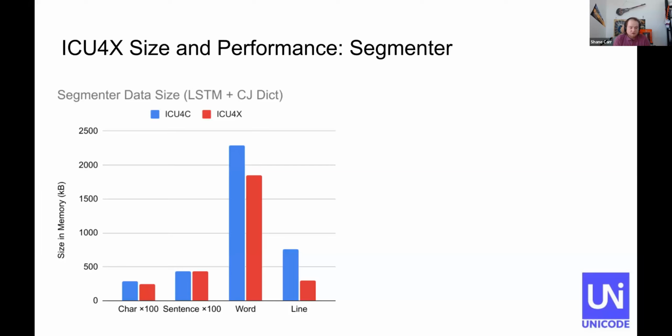The grapheme cluster and sentence models, which are the first two columns, I had to multiply by 100 in order to make them visible on this graph. So they're all very small. They're just a few kilobytes apiece. But the word and line models are much heavier, and ICU4X improves on them by about 20% for word and about 60% for line in terms of model size.